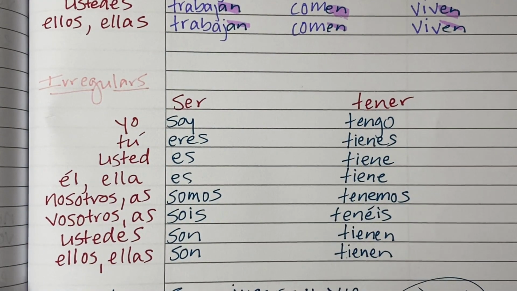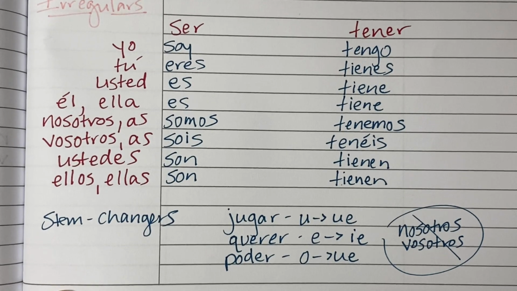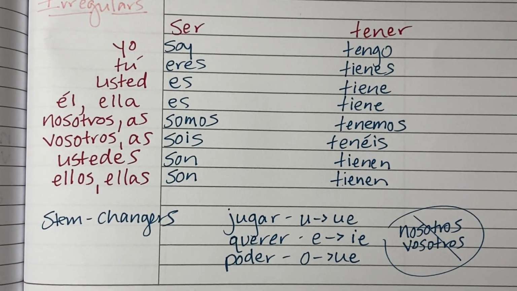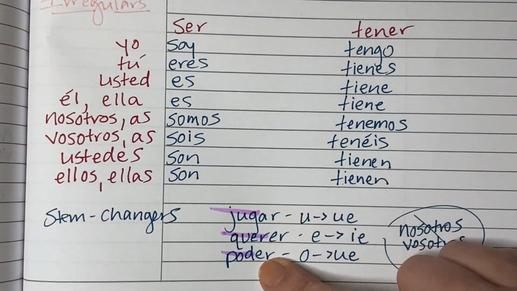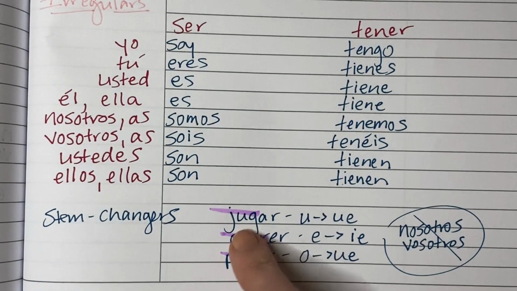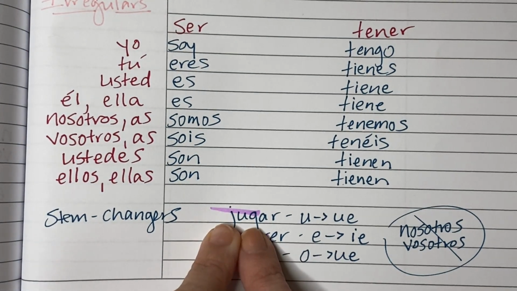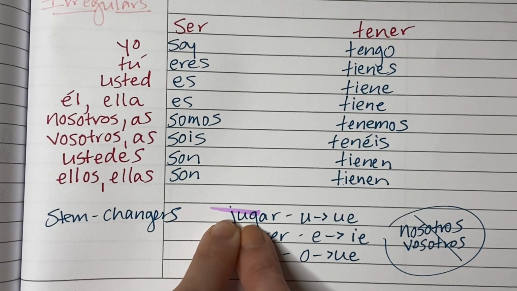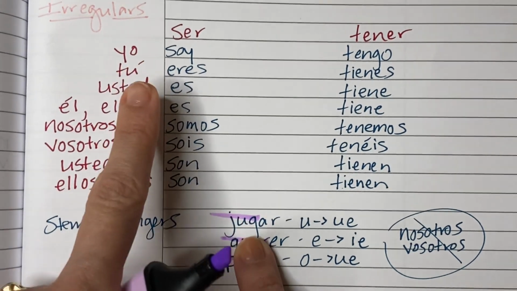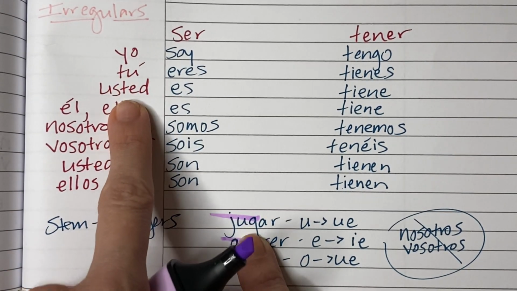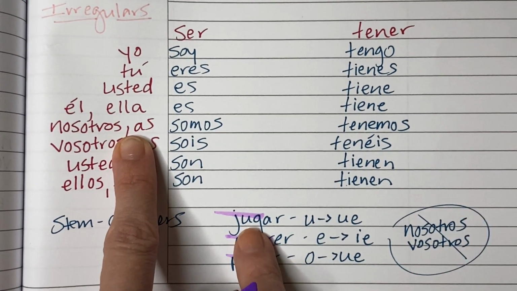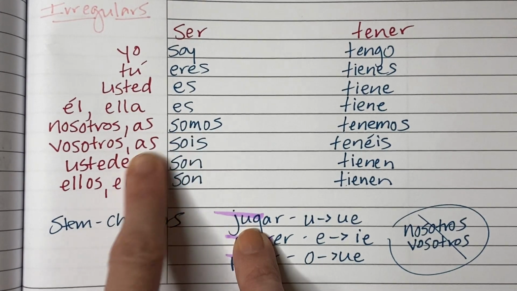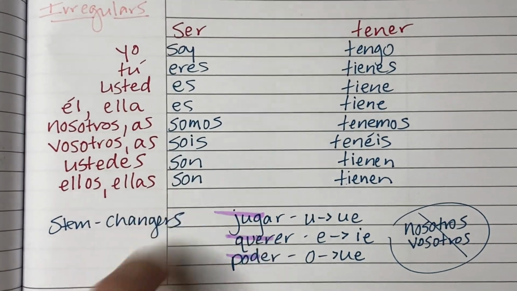Let's briefly talk about stem changers. This isn't the focus of the lesson, though. Stem changers are exactly what it sounds like. In the stem, like jugar, querer, poder, everything after you take off the AR, ER, or IR, there's a change. In the case of jugar, we know in present tense that U changes to UE. Yo juego, tú juegas, usted juega, él, ella juega, nosotros and vosotros, no stem change. So it goes back to jugamos, jugáis, and then ustedes juegan, ellos, ellas juegan.